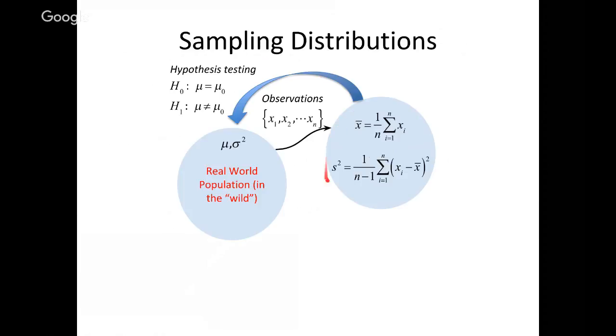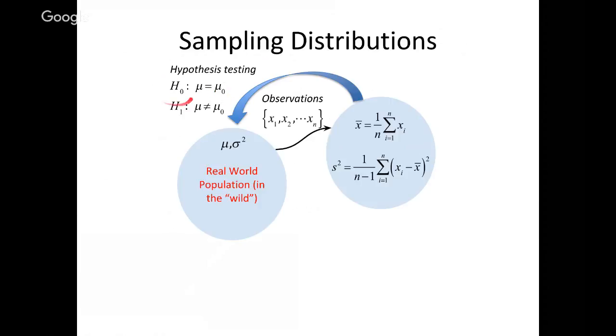So basically you've got the observations of the wild. You take those observations, you calculate a couple of statistics, the sample mean and the sample variance. What you'd like to be able to do then is infer information about the population from that sample mean and sample variance. Like, for example, we might be interested in the hypothesis that the population mean mu is equal to a very specific value mu naught.